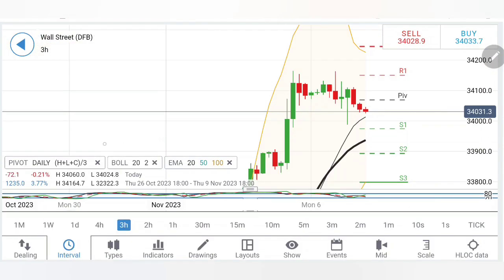Coming to the 3-hour chart. See the bearishness continuing here, but the bearishness is also diminishing with every move. Thus we have to stay cautious. It is still consolidating here.